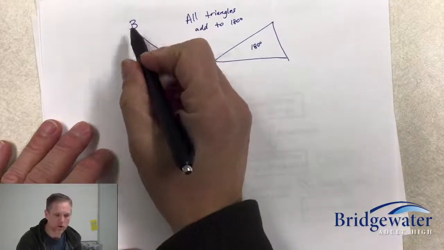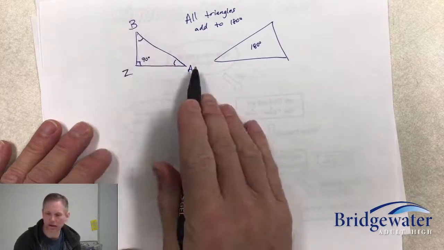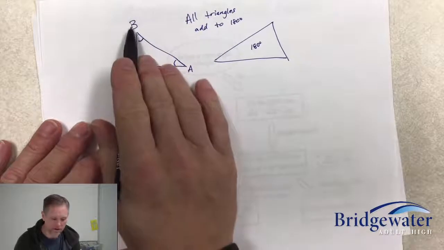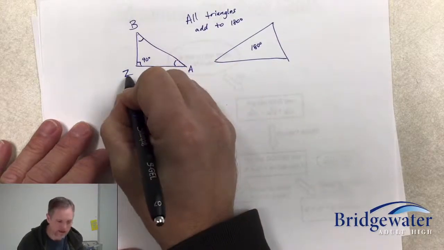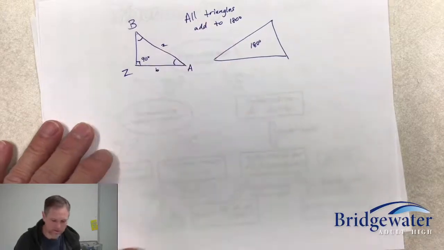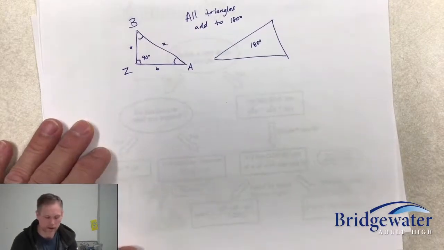But what I want to highlight is the fact that the corners are capital letters, and then the opposite side. So if this is capital letter B for a corner, this is little letter B. If this is capital letter Z, this is little letter Z. Capital letter A, little letter A. Okay.